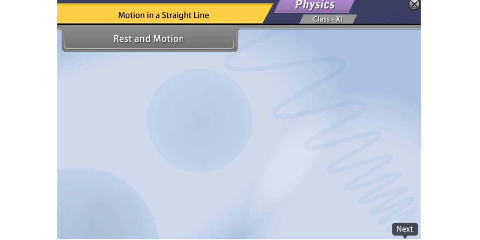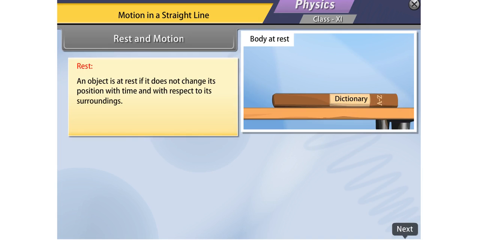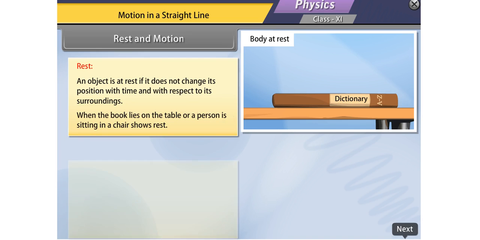Rest and motion. Rest. An object is said to be at rest if it does not change its position with time and with respect to its surroundings. When the book lies on the table or a person sitting in a chair shows rest.